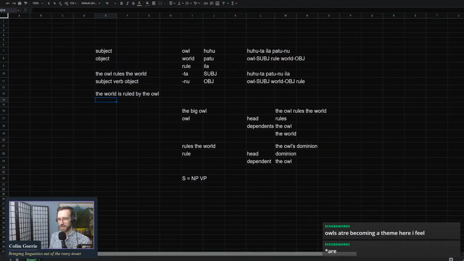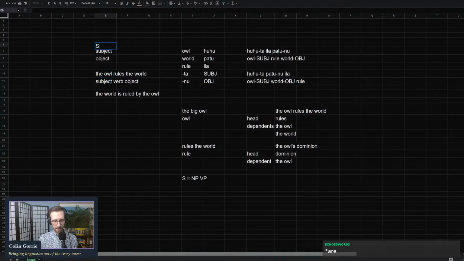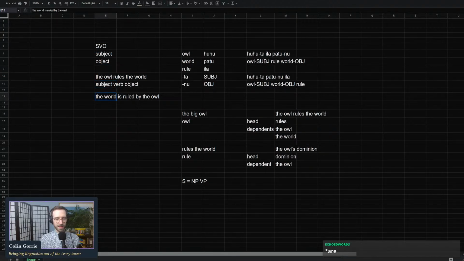The world is ruled by the owl. Now we know English is an SVO language. Let's just take that as given. So English is SVO: subject, verb, object. So the thing that's coming in front of the verb we expect to be the subject. But here, it's no longer the thing that's doing the action. It's the thing that's having the action done to it. And so this is a passive construction. And a passive construction in English, and in many languages, is defined as a construction in which the thing that has the action done to it is the subject.